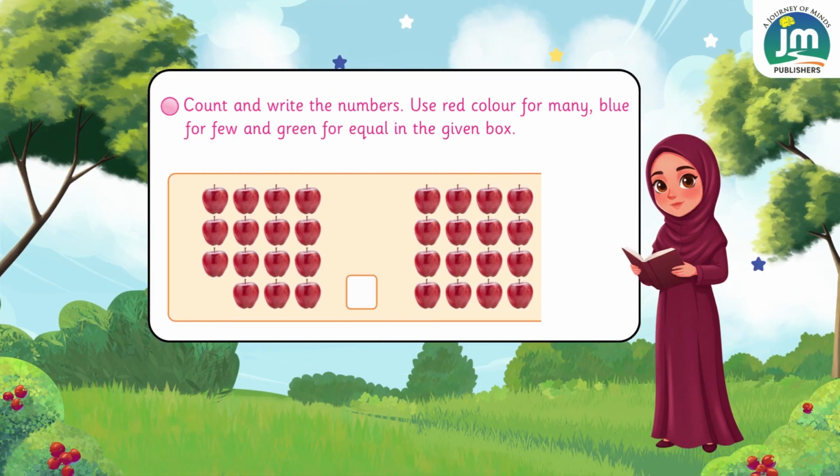Now look at the apples. Left side, let's count 1 to 15. There are 15 apples. Right side, let's count 1 to 16. There are 16 apples. Which is more? 16 is more than 15. So, 16 is many, right? 15 is few, blue. So, students, 16 in red color and 15 in blue color.